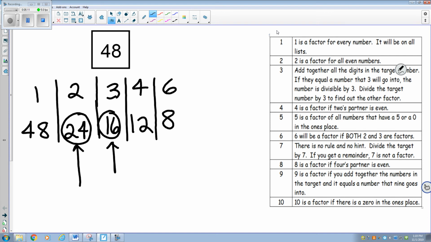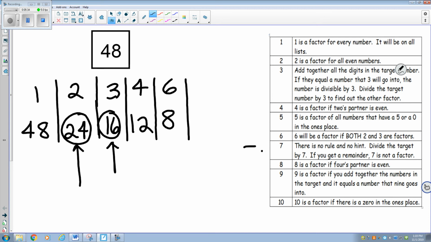Now the next number is 7. We gotta check out 7. And 7's kind of a tricky one. There is no rule and no hints. If the number is too large, we might just need to divide and see if there's a remainder. But we can use our basic facts, and we know that nothing times 7 gives us 48. So 7 is not going to be a factor.